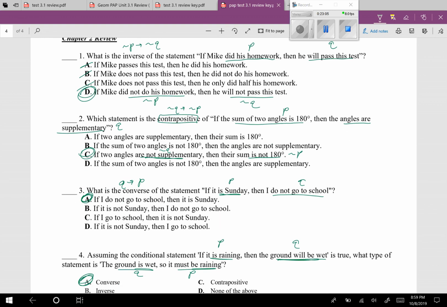Question 2 for the logic. It says, what's the contrapositive? That's negating and switching. So if the sum of two angles is 180, then the angles are supplementary. So you got to switch that and then negate it. So if two angles are not supplementary, then their sum is not 180. So which is the only one that says that? C.